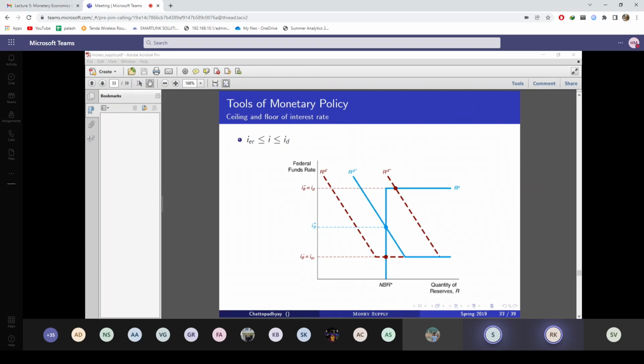Let's say, who? Odrija? Hello. Yes, sir. Can you please tell me, intuitively, forget about this diagram, why my market interest rate cannot go above ID? This federal fund rate is basically my market interest rate. It basically says ID is the ceiling, IER is the floor. That means it cannot go below IER, it cannot go above ID. So you tell me, why can the market interest rate not go below IER?